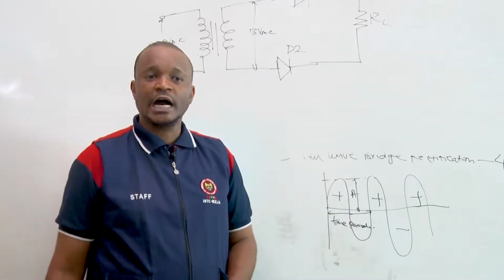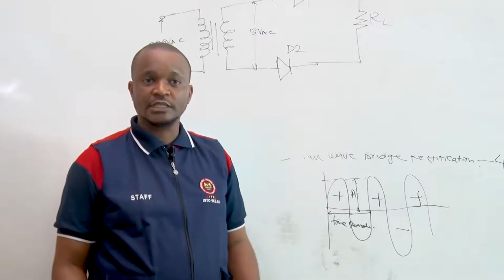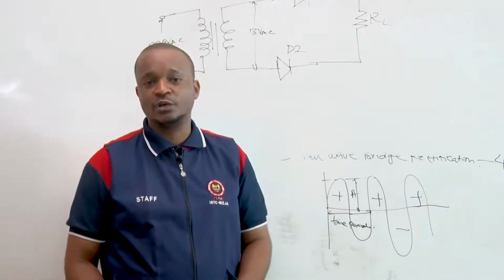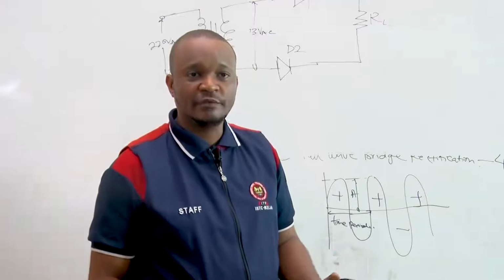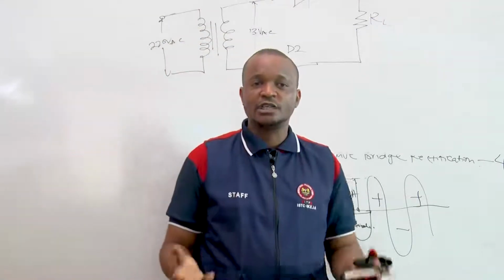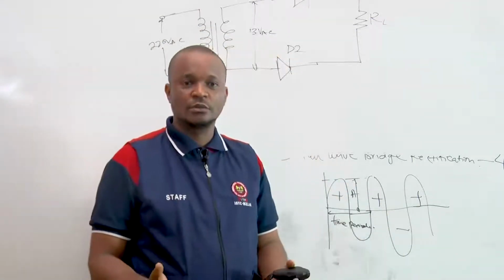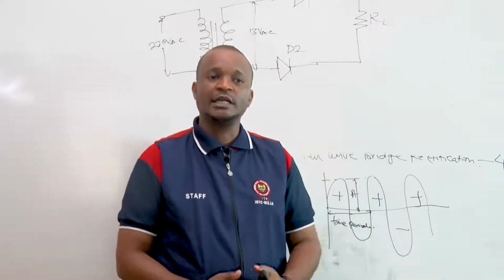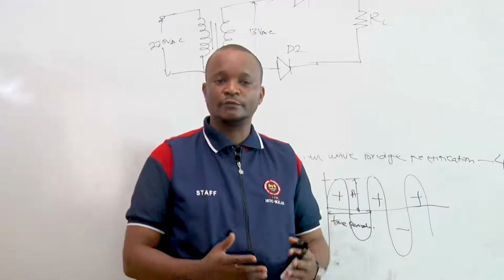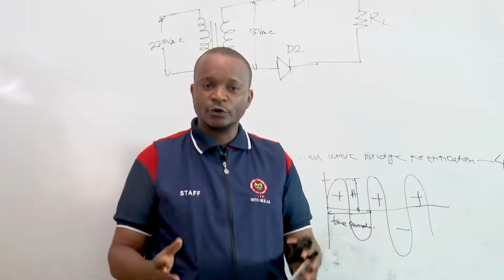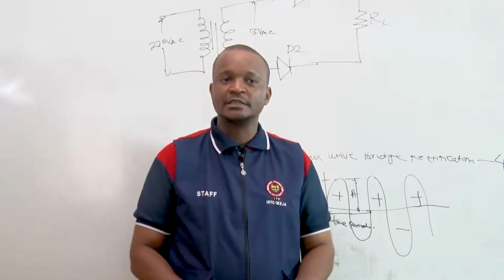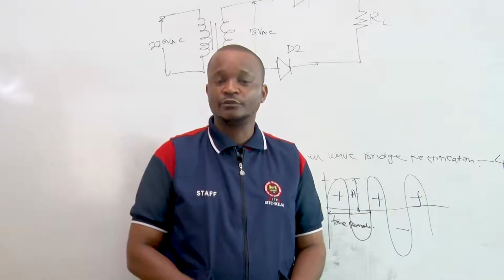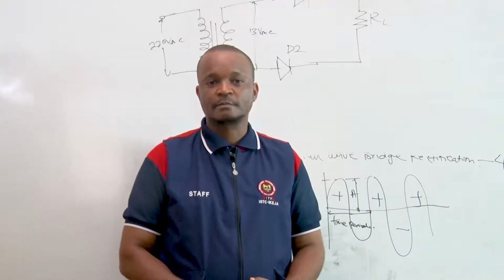That is, the output will be easier to filter. That's an advantage when compared to the half wave rectifier. The full wave rectifier is easier on the transformer and the diode when compared to the half wave rectifier. And when the load is applied to the output of the full wave circuit, the voltage will drop less than is the case with the half wave rectifier.